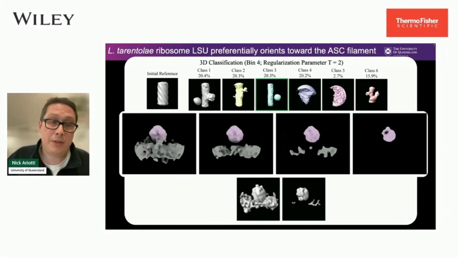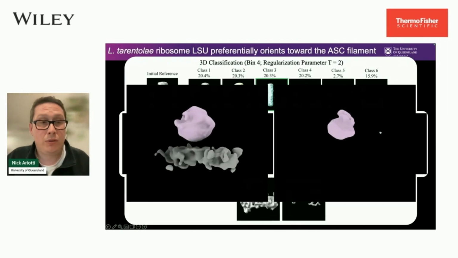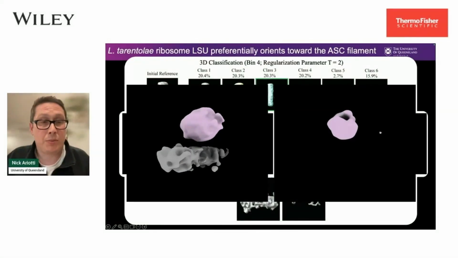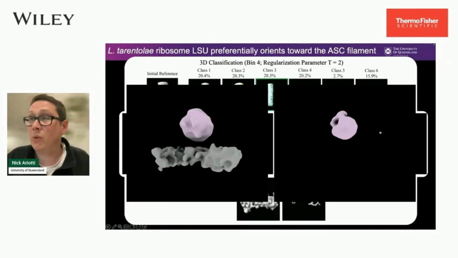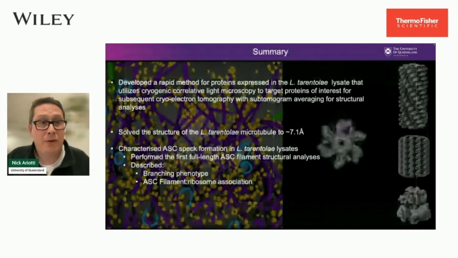This is preliminary data, but what you can see here in gray is our ASC filament, and in pink we have our ribosome. As we apply and tighten the mask on our ribosome, what we can start to see is that the large subunit is facing our ASC filament and the small subunit is facing away. So we think this gives us a potentially interesting structure to pursue in the future, and we're currently working on this at the moment. So I just wanted to finish now with a very quick summary.